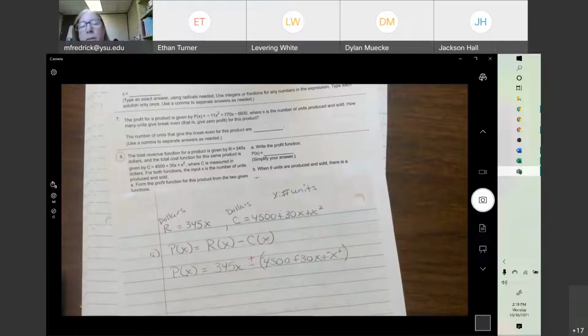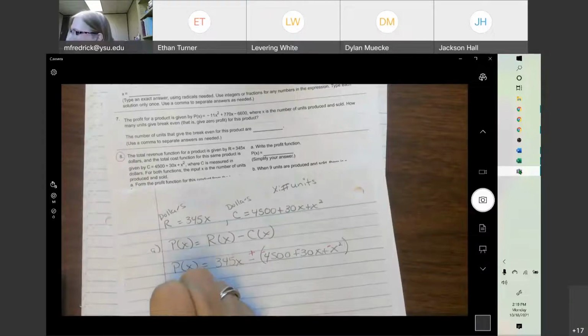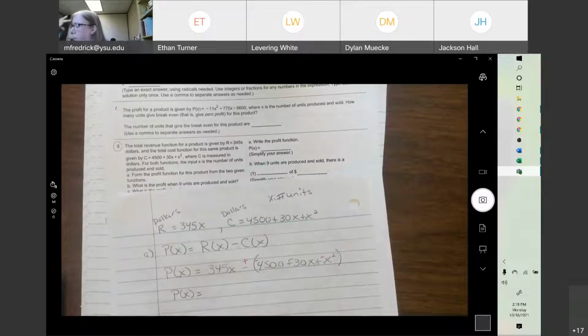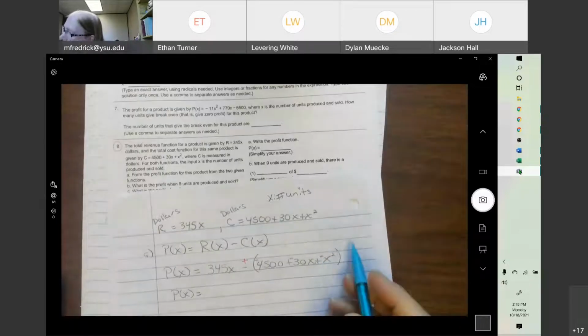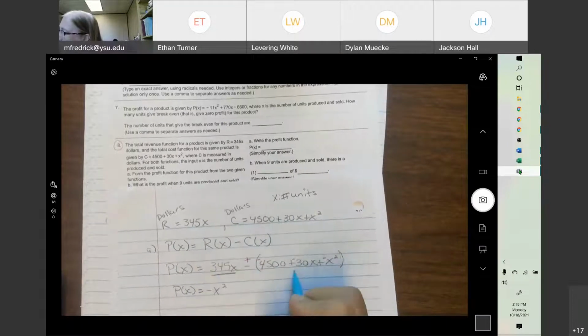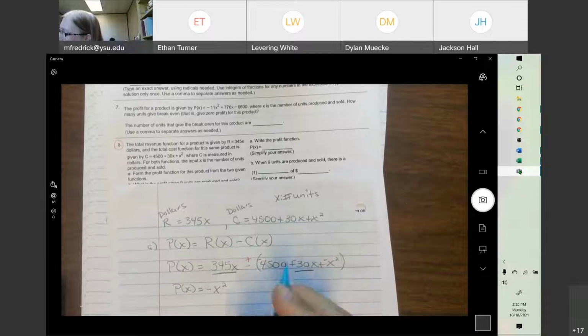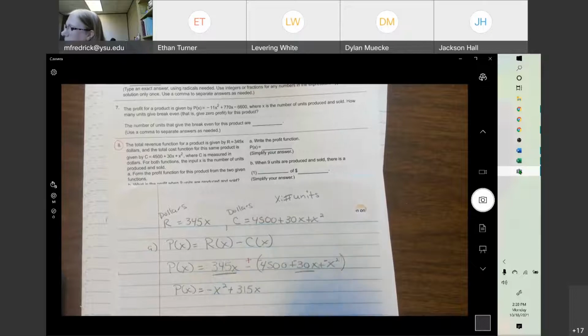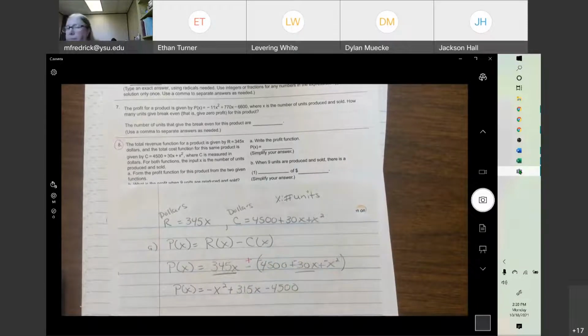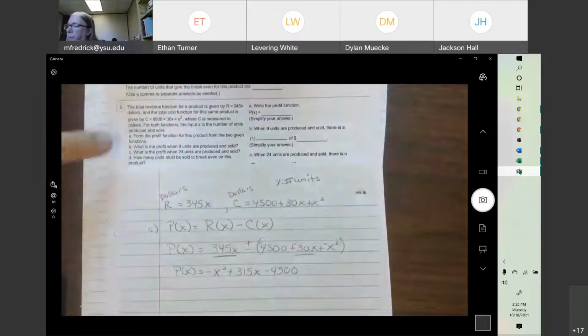Any questions so far? So P of X equals, I'm going to put it in decreasing order so the X squared goes first. We have a negative X squared. And then we have two X terms, so we can combine them. 345 minus 30 is a positive 315X. So I combined those two. And then the constant, negative 4,500. So that would be part A.